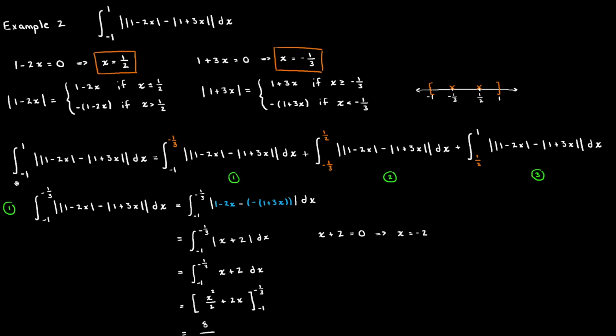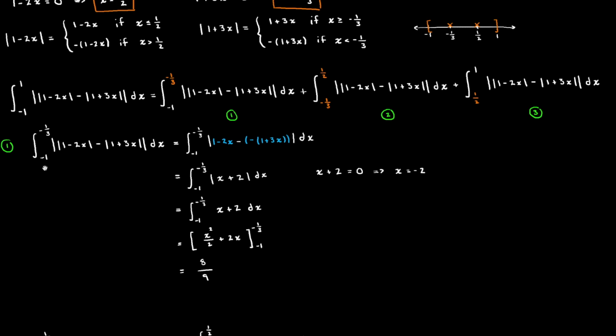So here's what we get, right? We have the integral from -1 to 1 of this guy, and this is going to be equal to the integral from -1 to -1/3 plus the integral from -1/3 to 1/2 plus the integral from 1/2 to 1. The integrand stays the same, and now we'll solve each one of these separately.